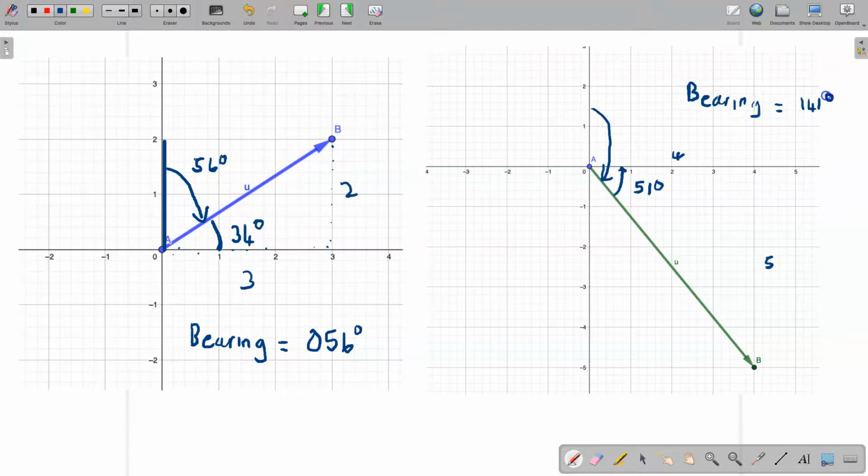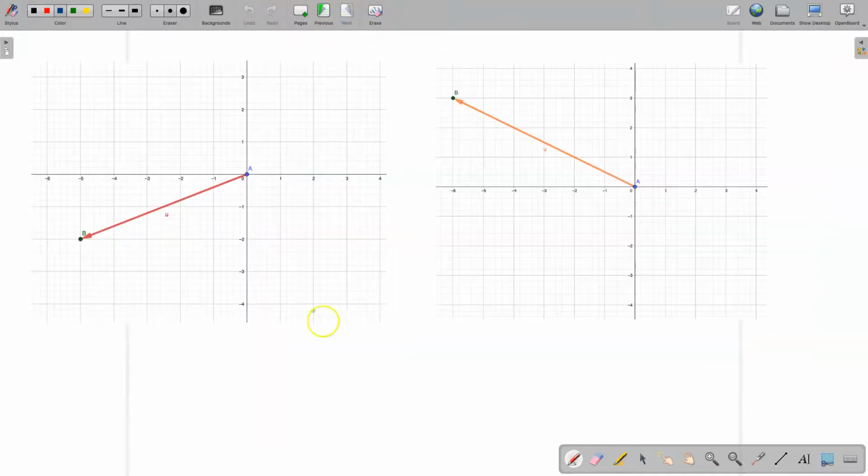Okay, I've got 2 more on the next page. Same thing. If you want, you can pause the video and do it yourself. If not, I'm just going to fill in the answers. Okay, so this one here is 22. And again, that's just SOHCAHTOA. That's 5 along, 2 down, 22 degrees here.